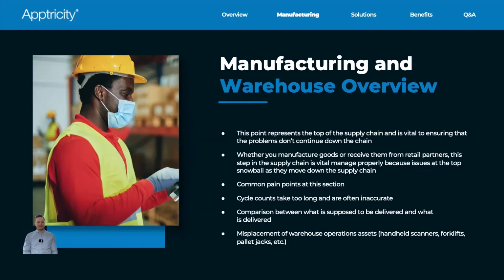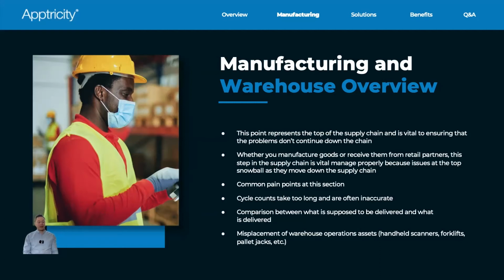Some of the common pain points that you see at this section: cycle counts. Obviously, the way that you validate what you have in your inventory, those cycle counts often take too long. And if you're relying on the human element, they're inaccurate, right?